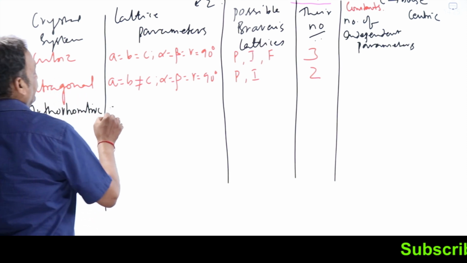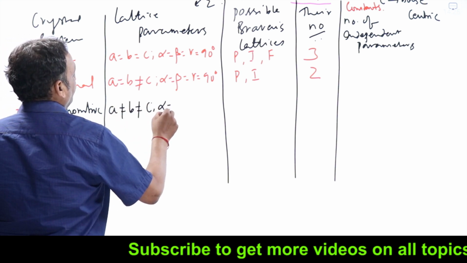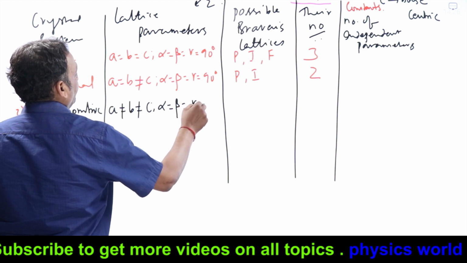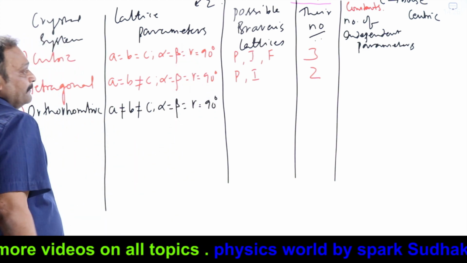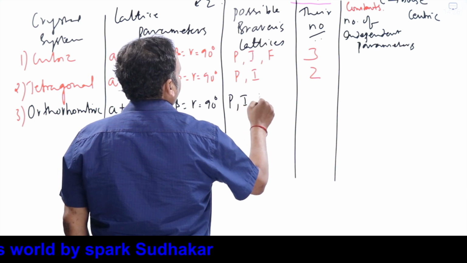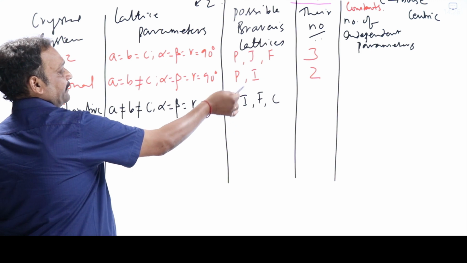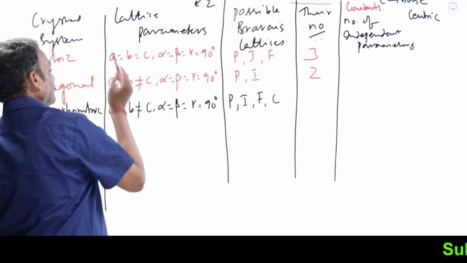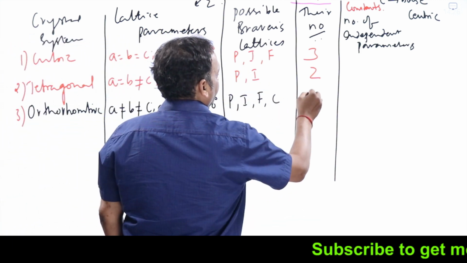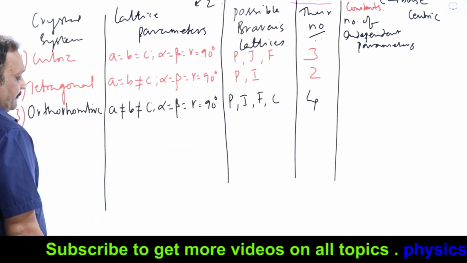Orthorhombic. Here A not equal to B not equal to C, but alpha equal to beta equal to gamma equal to 90 degrees. Here all 4, P, I, F and C, meaning simple, body centric, face centric and base centric orthorhombic systems, are possible. So I'll put 4 here. 4 Bravais lattices are possible.